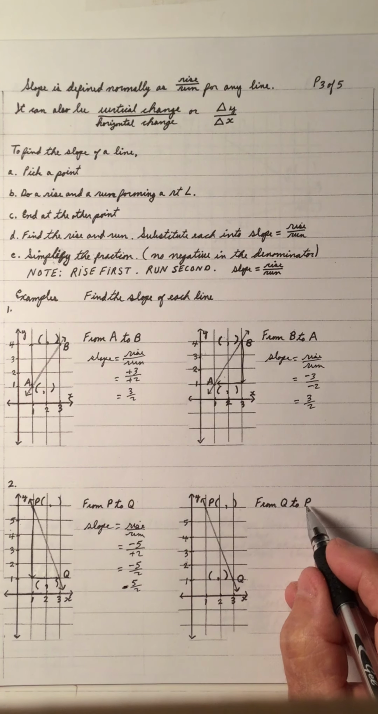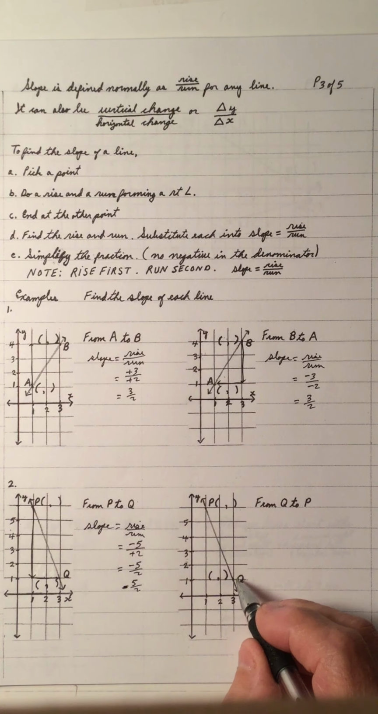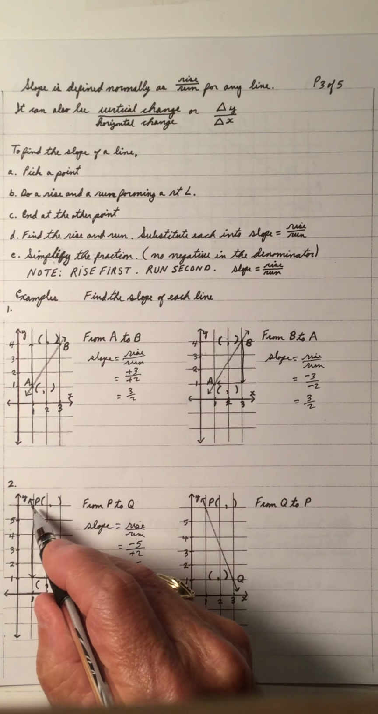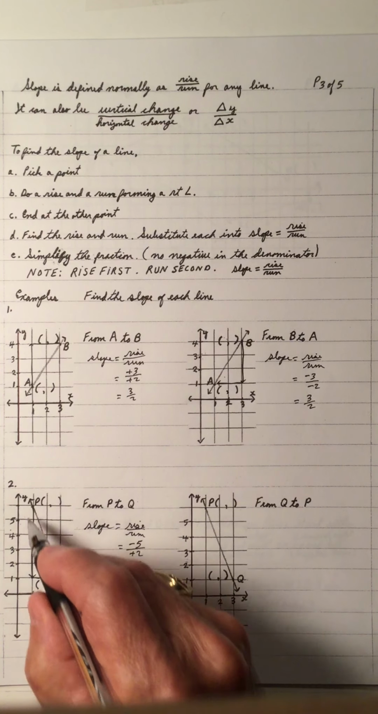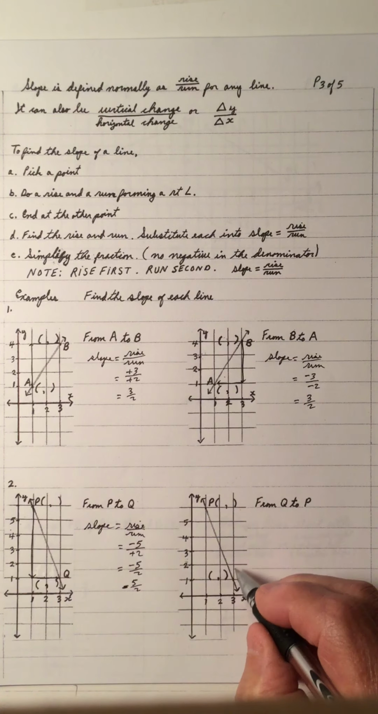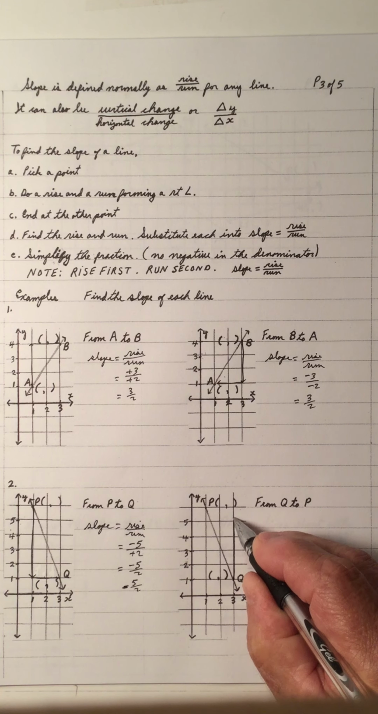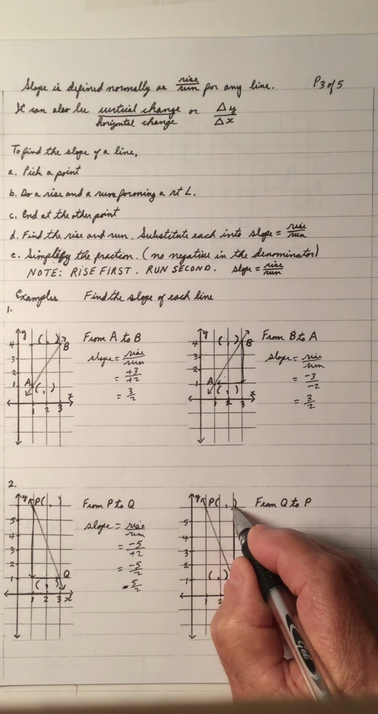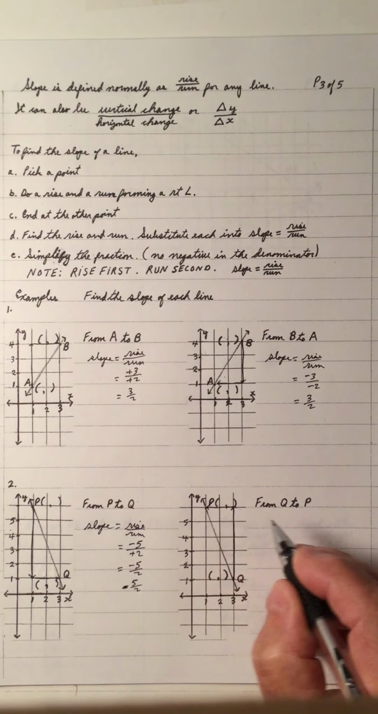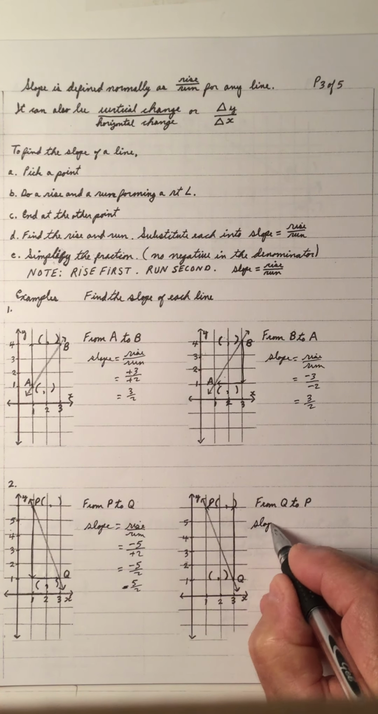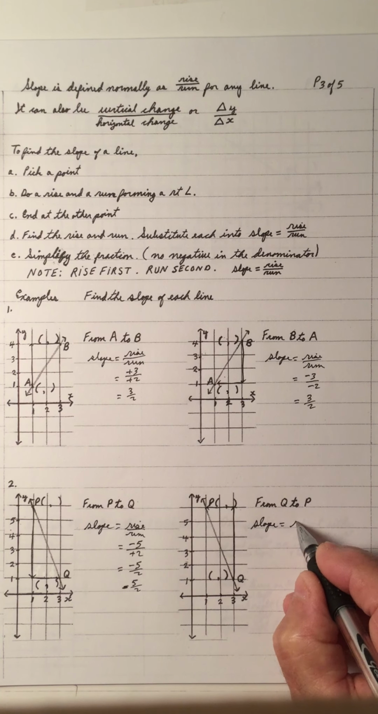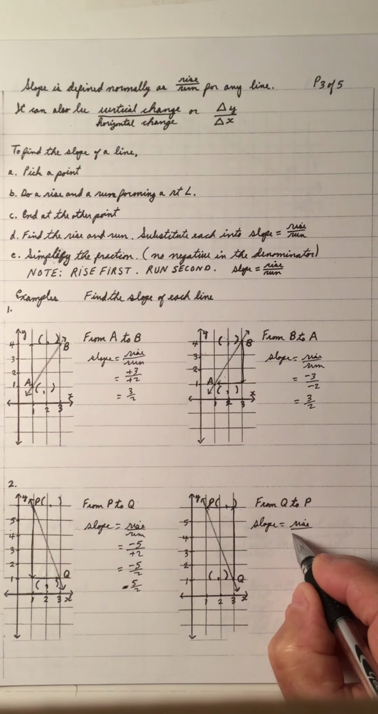And Q to P, we're going from Q to P. Remember, I went from P to Q, I went down and then to the right. I can also leave Q and go up, because that's my rise, and then I can do my run. So the slope is rise over run.